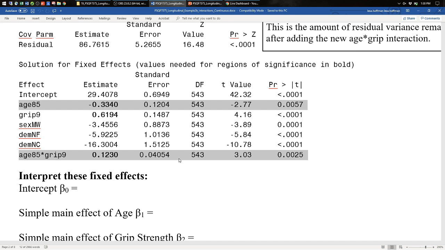The question is, do we have any people that strong in our sample? We might want to know at what point the age effect becomes non-significant, right? How strong do you have to be? That's a regions of significance question.